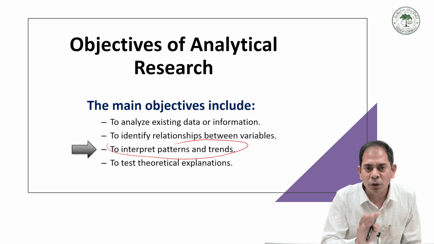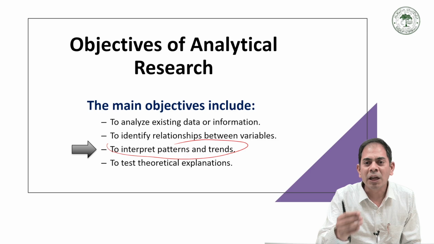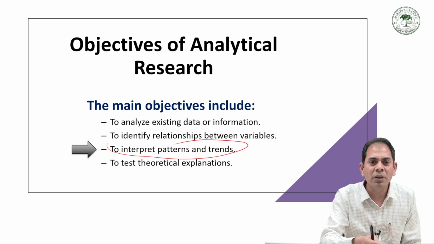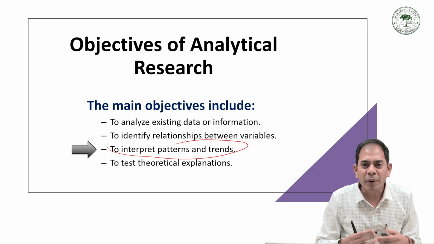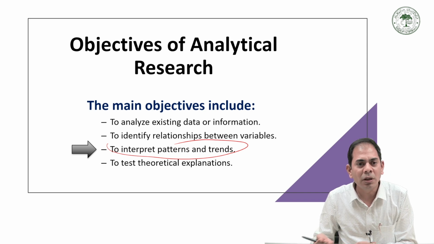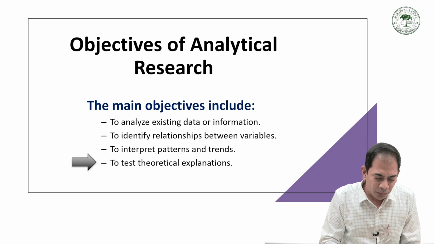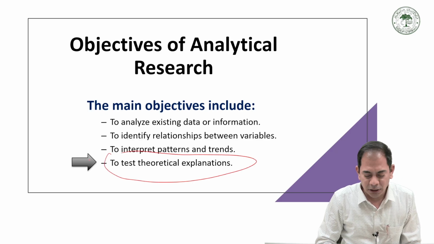Next is interpreting patterns or trends. This involves observing how the data behave over time across the group. For example, if we notice that students who practice regularly show continuous improvement in strength, this indicates a clear trend. Next important thing is to test theoretical explanations.